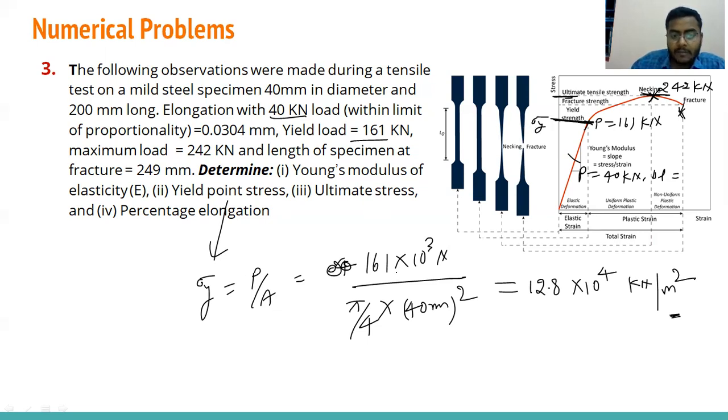So P divided by A. What is the P? 161 kilonewton. So we have calculated this value.